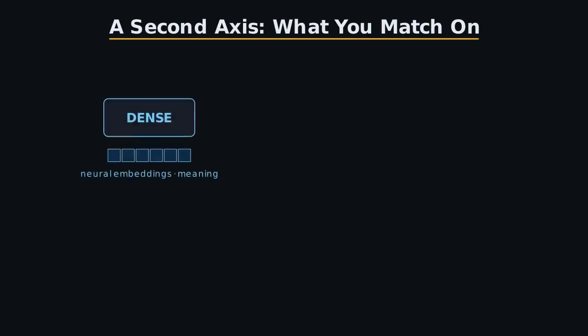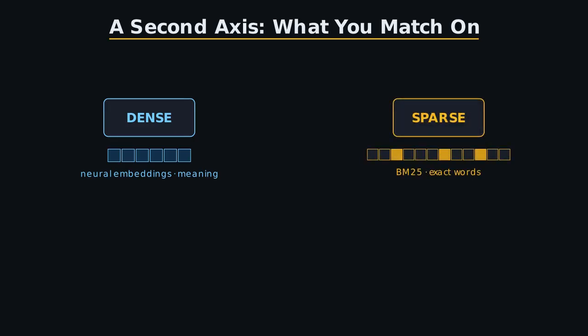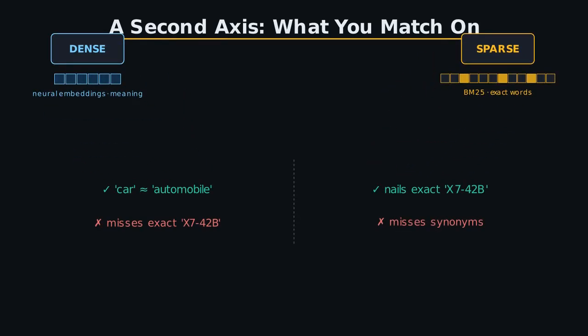Everything so far has been dense, neural embeddings that capture meaning, but there's a second, completely independent axis. The old guard is sparse, lexical retrieval, like BM25. It matches exact words, scoring each document by the query terms it literally contains. And each one shines exactly where the other fails. Dense retrieval knows that car and automobile mean the same thing. Sparse retrieval nails an exact product code or a rare surname that an embedding would smear together.